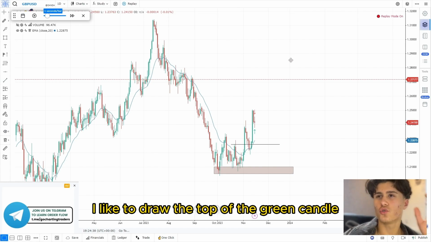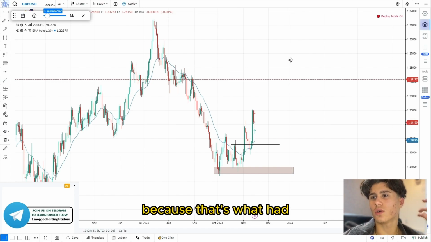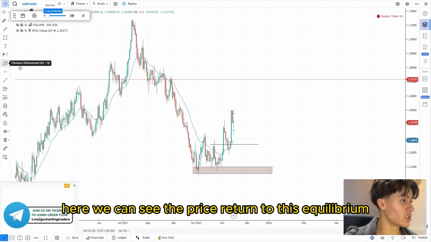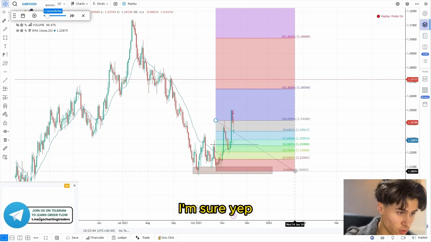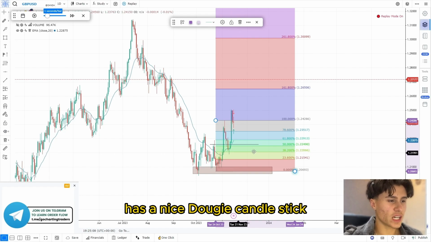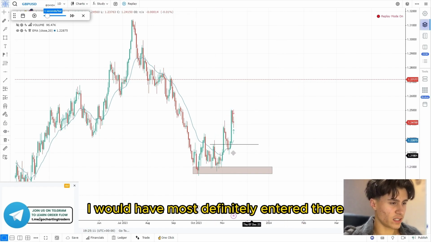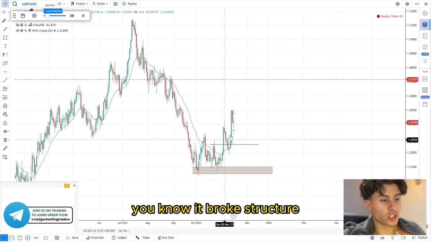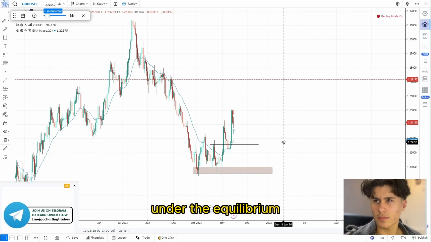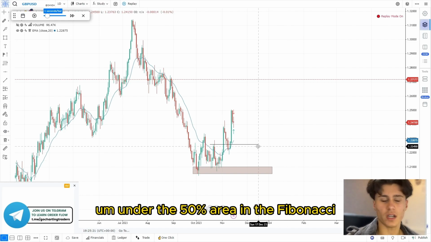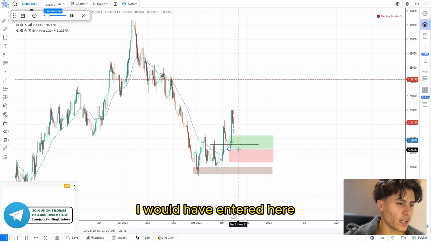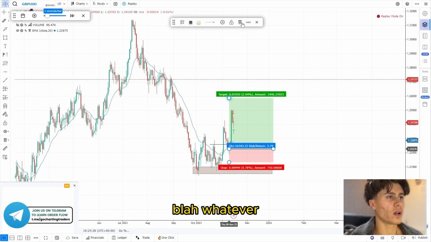I like to draw the top of the green candle because that's what has always worked for me. Here we can see the price returned to this equilibrium, a little bit past the equilibrium, with a nice doji candlestick. I would most definitely have entered there. It broke structure, retraced, and formed a doji candle under the 50% area of the Fibonacci, which is the equilibrium. With a doji candlestick, I'm entering that.